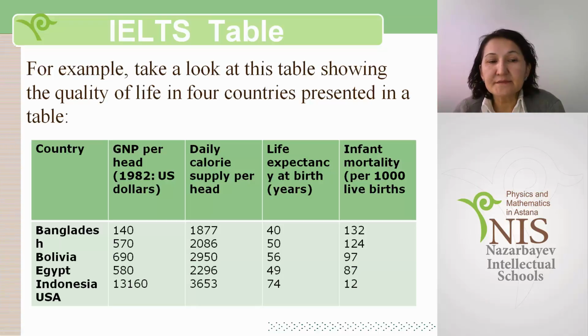What are the countries? Bangladesh, Bolivia, Egypt, Indonesia and USA. And what are the columns of the table? GNP per head, the date is 1982 and US dollars are used. The next column is daily calorie supply per head. The fourth column is life expectancy at birth. And the last column is infant mortality per 1,000 live births.